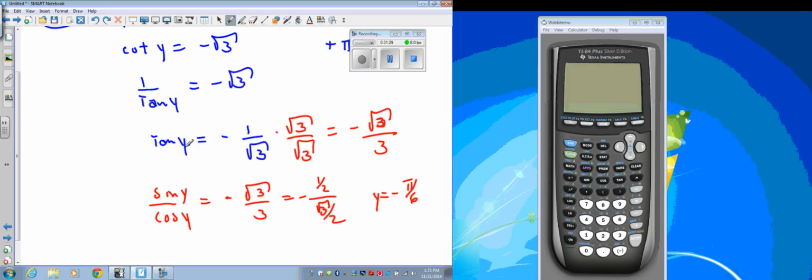So that's, but now the y is going to have to be minus pi over 6, but we've got to what? Add pi to it, because we're doing cotangent. So what's that going to be? 5 pi over 6? And that should be our answer. That's what the answer is.